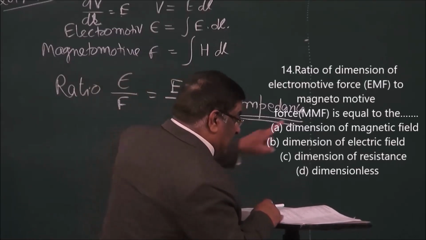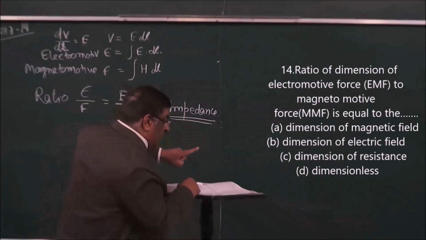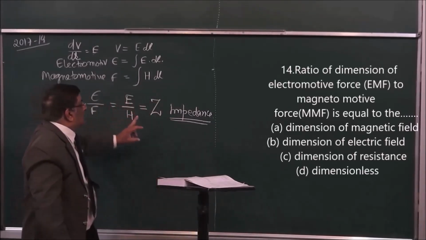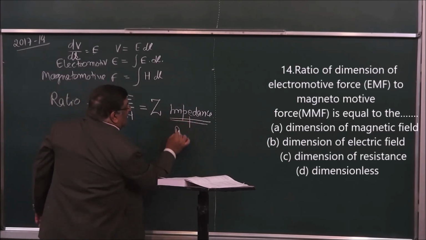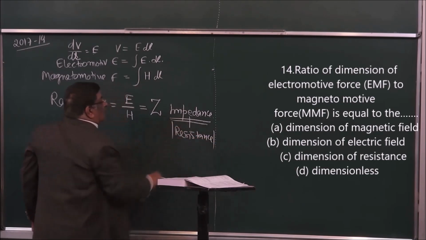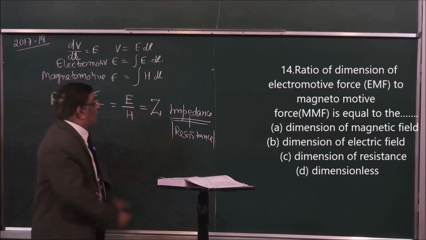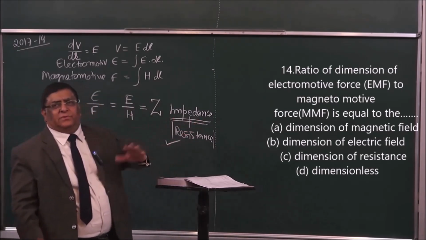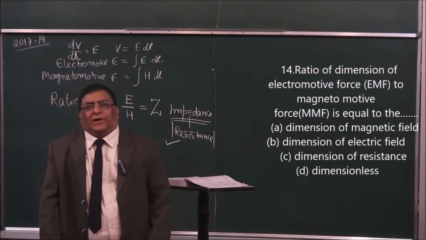So what are our options here? See, the dimensions of magnetic field, dimensions of electric field, dimensions of resistance, and dimensionless. The answer is it is not dimensionless, and it has got the same dimension as the dimensions of resistance. So the answer will be the ratio of the two forces will have the dimensions of resistance. Okay, so this was something new in addition to our CBSE syllabus. So you can remember it.